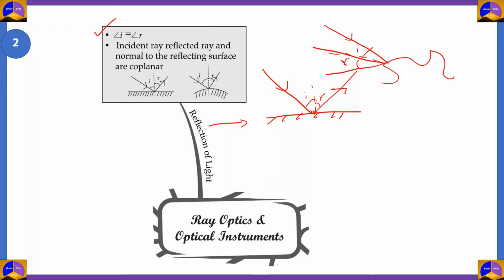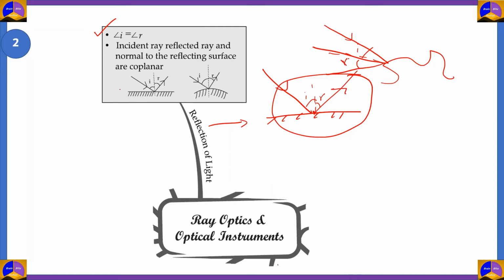The second law is that the incident ray, the reflected ray, and the normal to the reflecting surface are coplanar. So the normal, the incident ray, and the reflected ray are all part of one plane. So all of this happens in a two-dimensional structure.